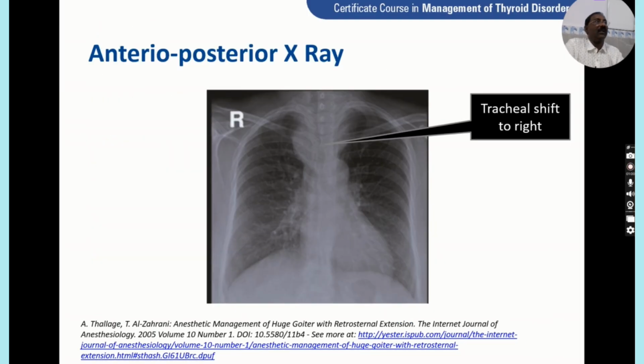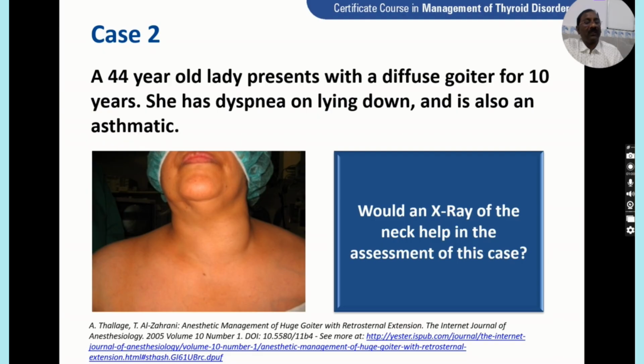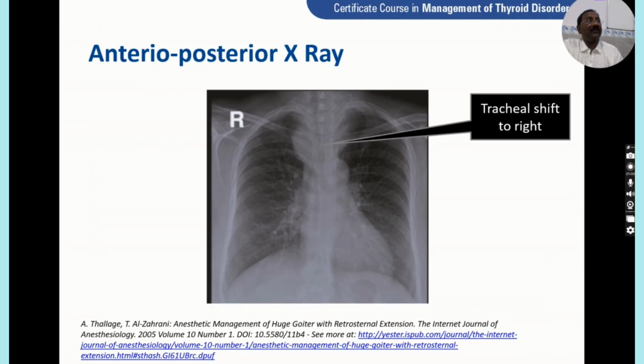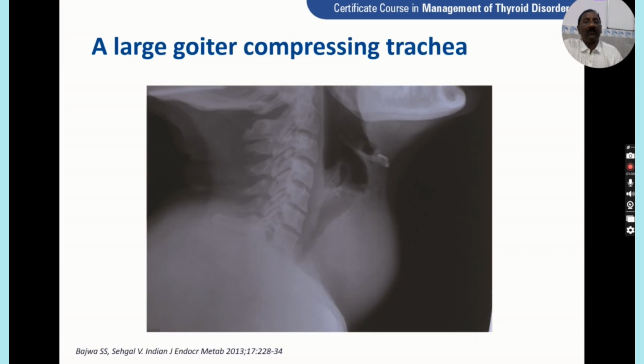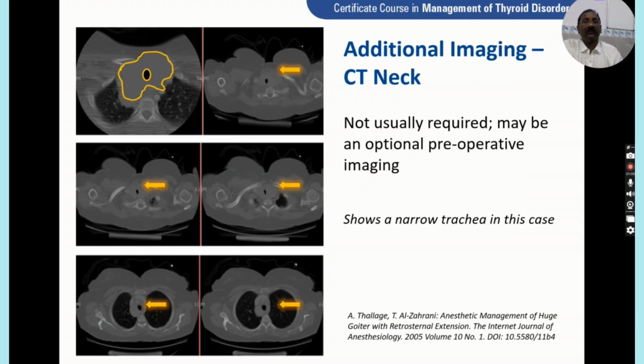See the tracheal shift to the right. The mass is on the left side, and the trachea is shifted to the right. See the amount of the mass there: a very big thyroid enlargement, a large goiter compressing the trachea. Additional imaging such as CT neck is not usually required, but may be an optional preoperative imaging.